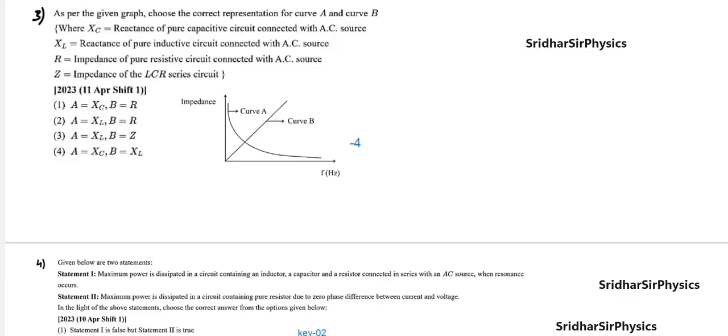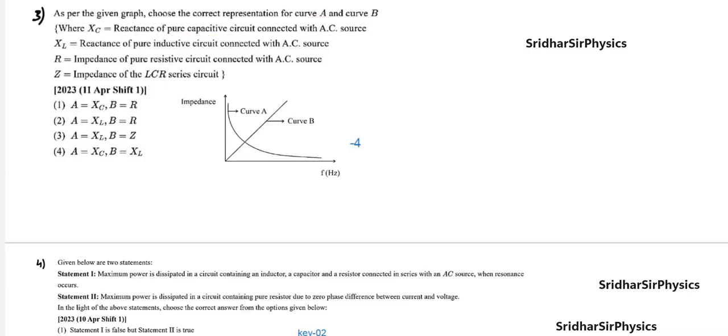As per the given graph, choose the correct representation of curve A and B, where XC equal to reactance of pure capacitive circuit connected with AC source. XL is reactance of pure inductive circuit connected with AC source. R equal to impedance of pure resistive circuit connected with AC source. Z is impedance of LCR series circuit.